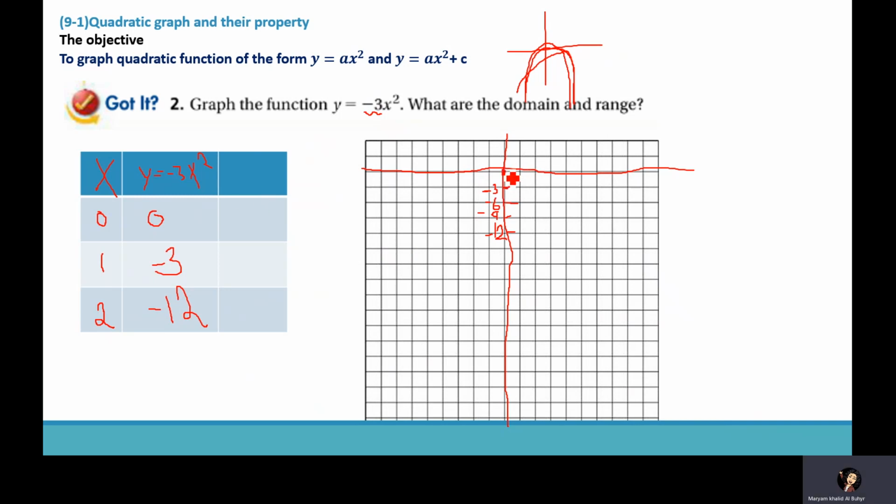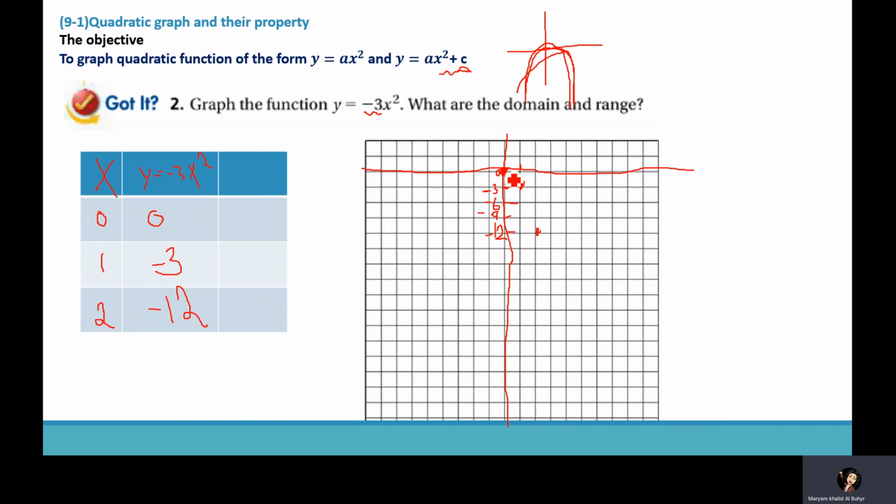The point 0, 0 is here. As I said, if you don't have something like this plus a number, this number will play as shifting up or down, left and right, and so on. I will discuss this part with you later at the end of this lesson. So here is the point 0, 0. Here is 1, it will be negative 3. So this is my point. And we have 2, it will be negative 12. So this is the point.